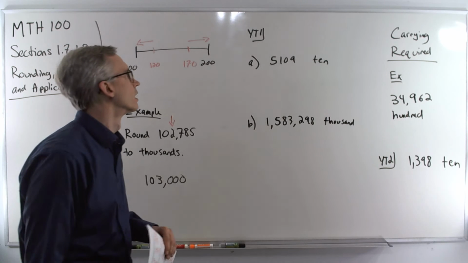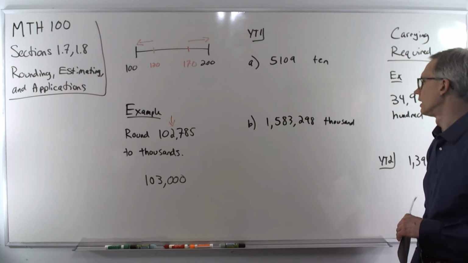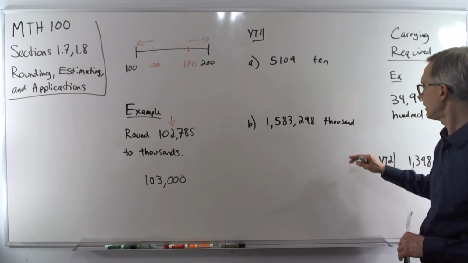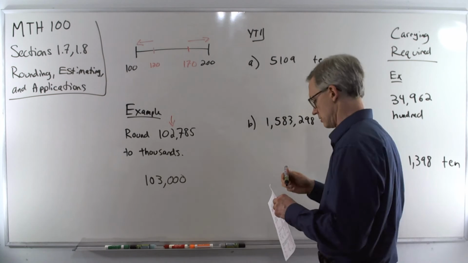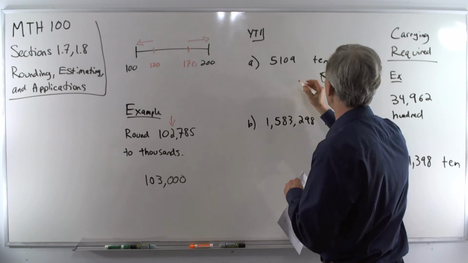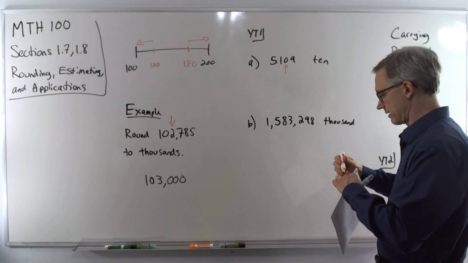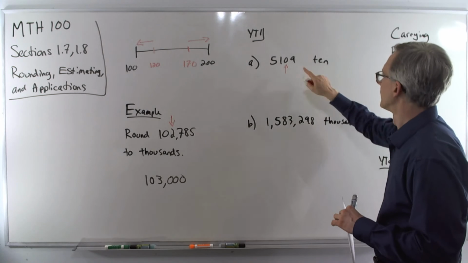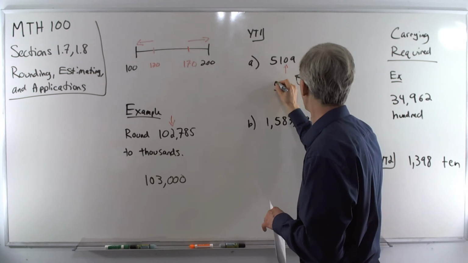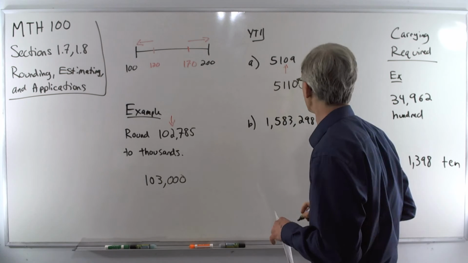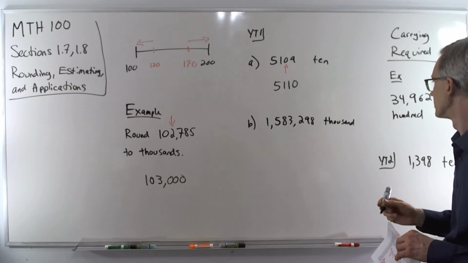All right, your turn, number 1. For A, round 5109 to the nearest 10, and for B, round 1,583,298 to the nearest 1,000. Nearest 10, that would be the 0, so we look to the right of that. The 9 is 5 or greater, so we add 1 here. That'll be 511, and everything to the right turns into zeros: 5,110.